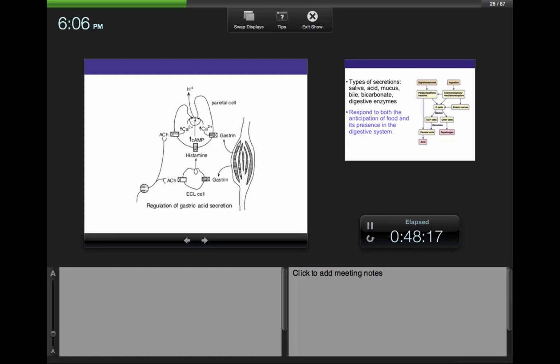Is it just histamine that's Gs coupled? Yep, just histamine. Yeah, the other two are Gq. Yep.